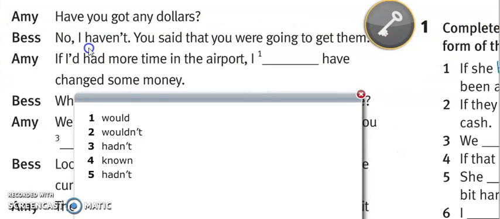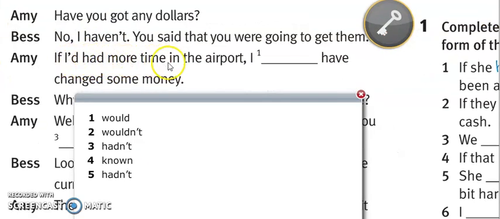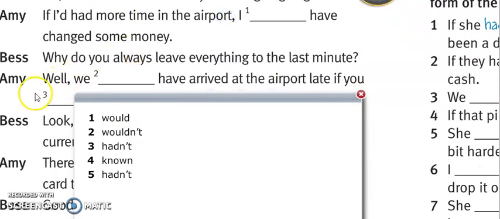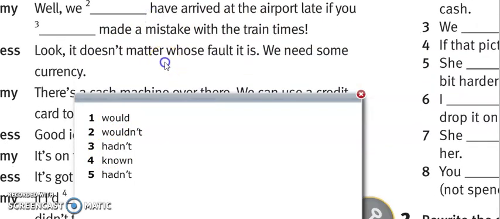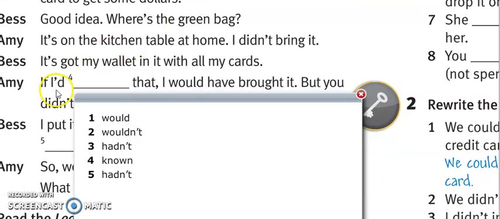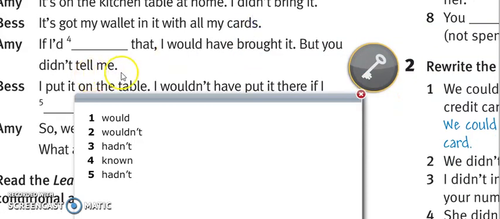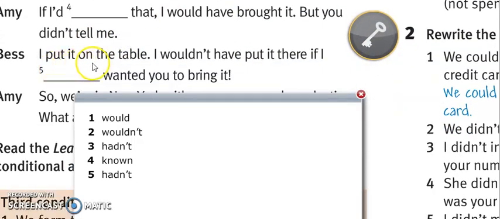The first blank is, if I'd had more time in the airport, I would have changed some money. And the second one is, well, we wouldn't have arrived at the airport late if you hadn't made a mistake with the train times. And number 4 is, if I'd known that, I would have brought it, but you didn't tell me. And the last one is, I wouldn't have put it there if I hadn't wanted you to bring it.